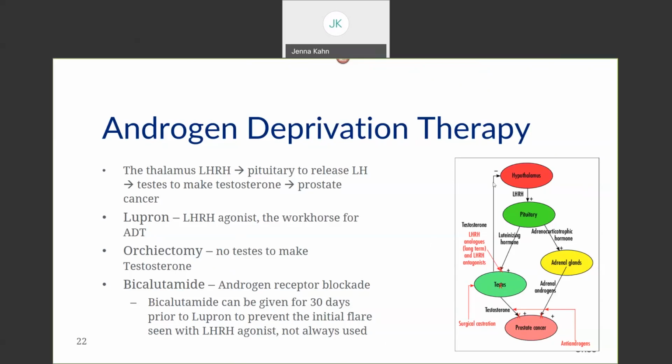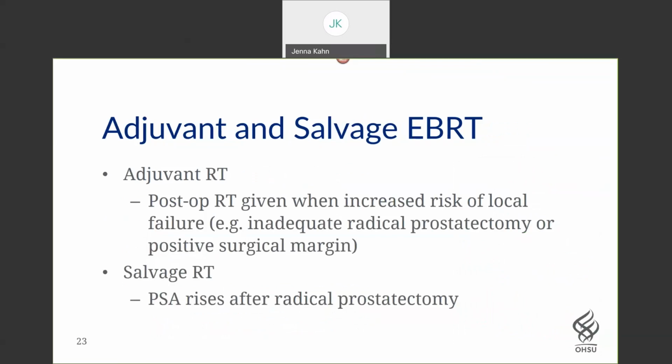You can see here, the hypothalamus releasing the LHRH, and the pituitary releasing the luteinizing hormone, the LHRH agonist blocking that. You can take out the testes, which would be surgical castration, and then the anti-androgens such as bicalutamide blocking the testosterone to the prostate cancer. I always tell patients giving ADT, or androgen deprivation therapy, is stopping the testosterone, or the food, to the prostate cancer. You're cutting off the food to it.